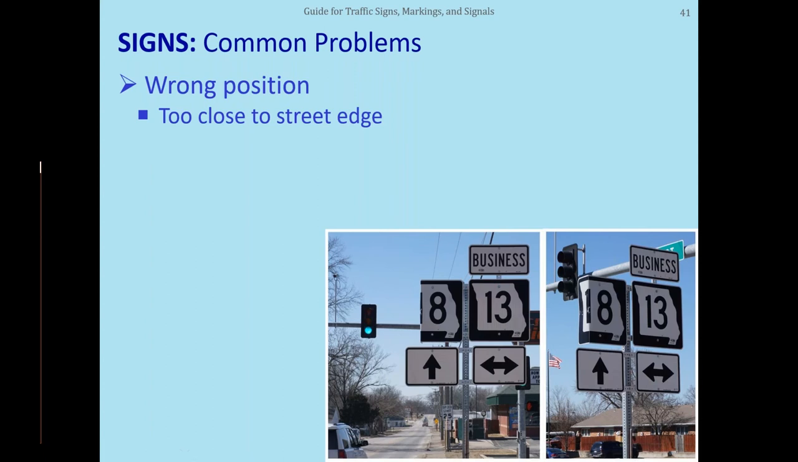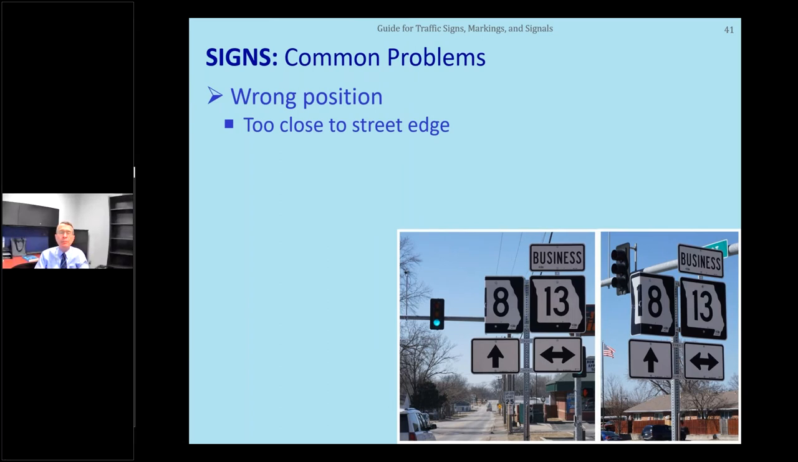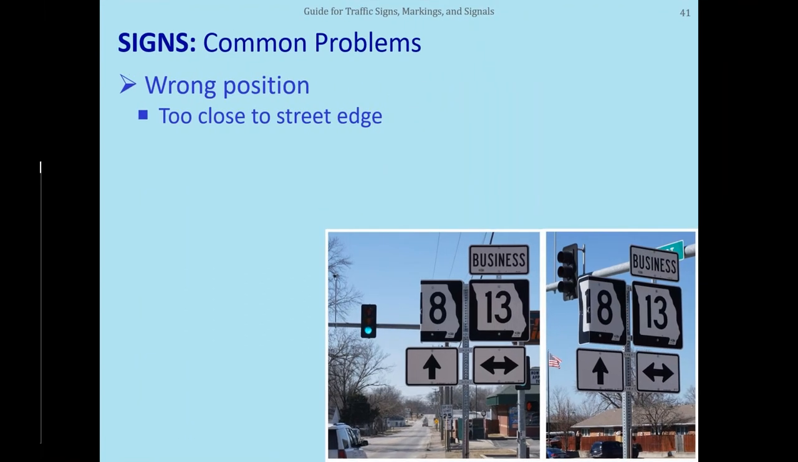The requirements in the manual are there because of years of experience with showing what works and what doesn't work. These are not just arbitrary rules made up. They're there to help you do your job better, to be more effective.